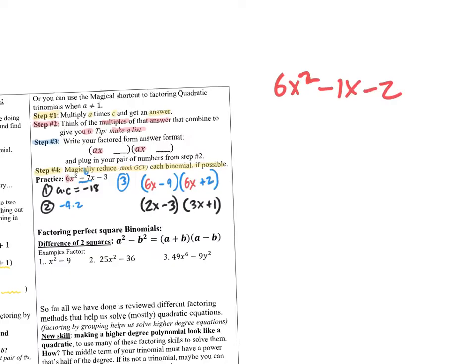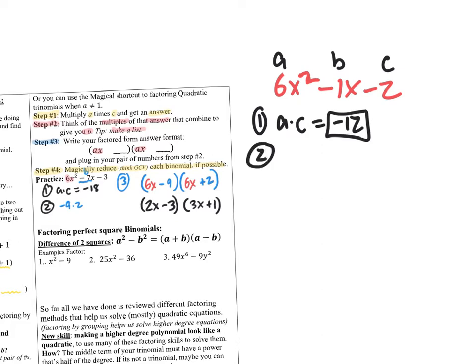Okay, so let's try this shortcut with this new example, 6x squared minus 1x minus 2. All right, it's this simple. Your a value is not 1, so you know you can't factor unless you use that multi-step method. So step 1 is to multiply a times c. That'll give us -12. Step 2 is to think of the multiples of that answer, -12, like -1 times 12, -2 times 6, -3 times 4. And that's all the possible multiplication to get -12 besides changing the signs.